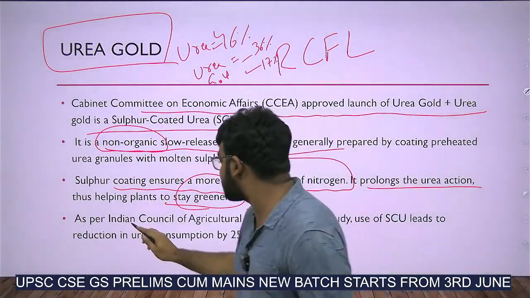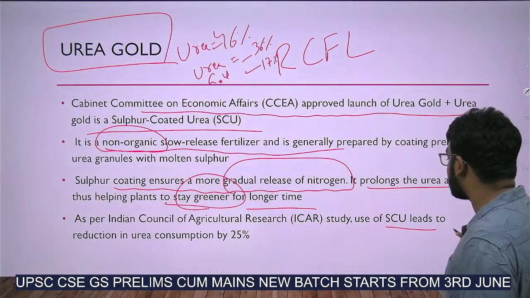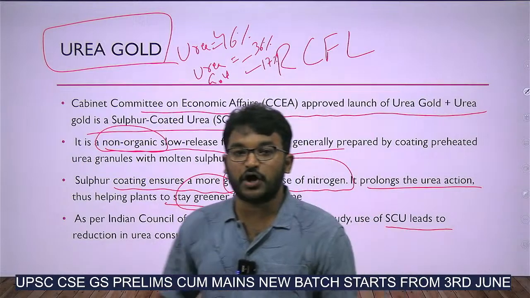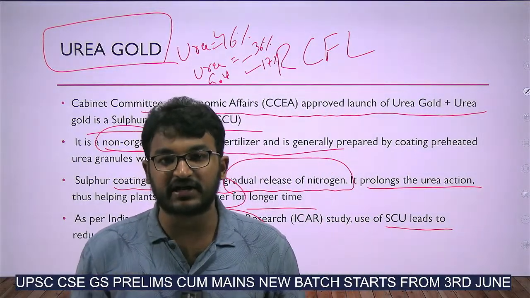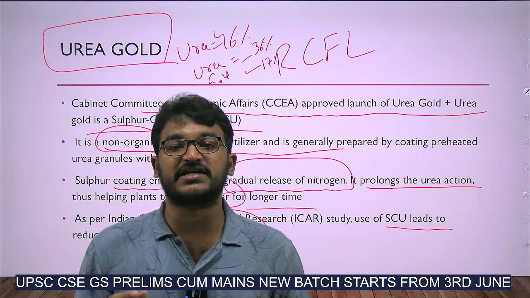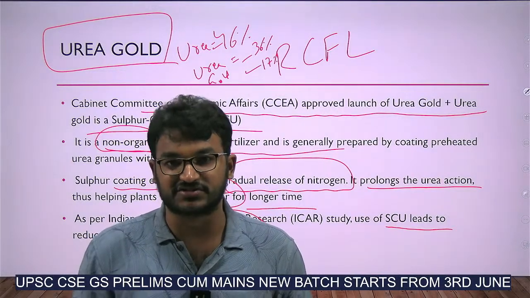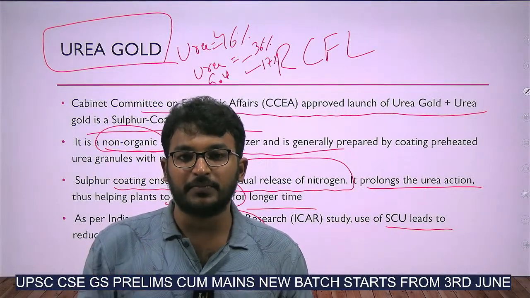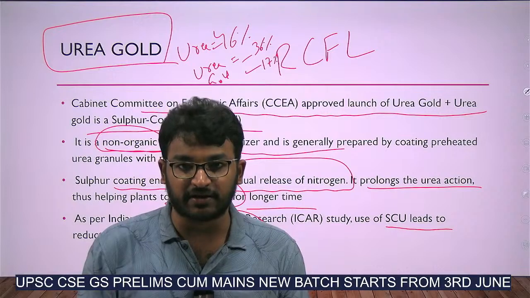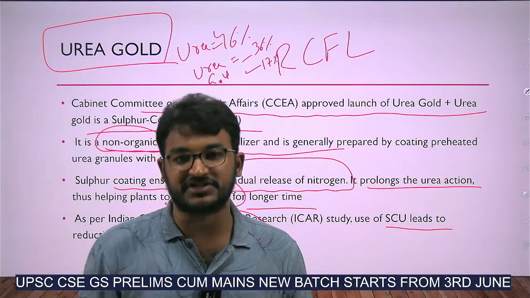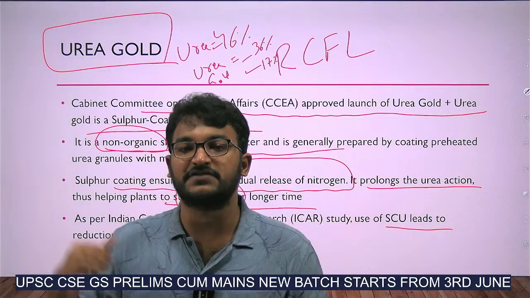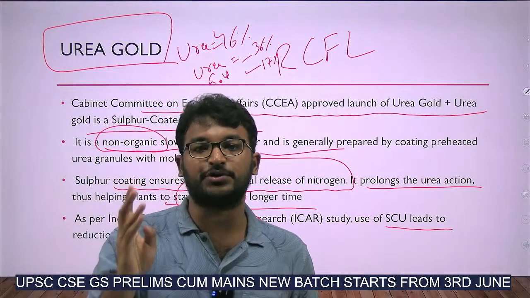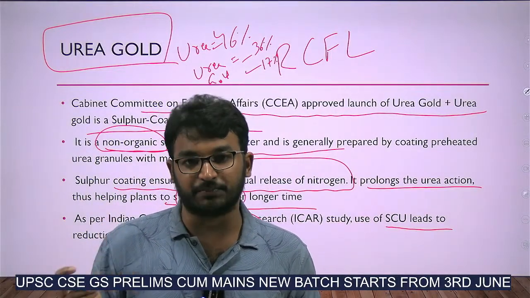Okay. And as per an ICAR study, use of sulfur coated urea leads to a reduction in urea consumption by 25%. We all know that there is a lot of urea subsidy in India, around 1.25 lakh crores. It is a heavy burden on our financial resources. So the government is planning to reduce the usage of urea, because there are many problems in our agriculture sector due to fertilizer mismatches also. So there is a need for these inventions. And along with this, please go through topics like neem coated urea and liquid nano urea. Those are also very important.